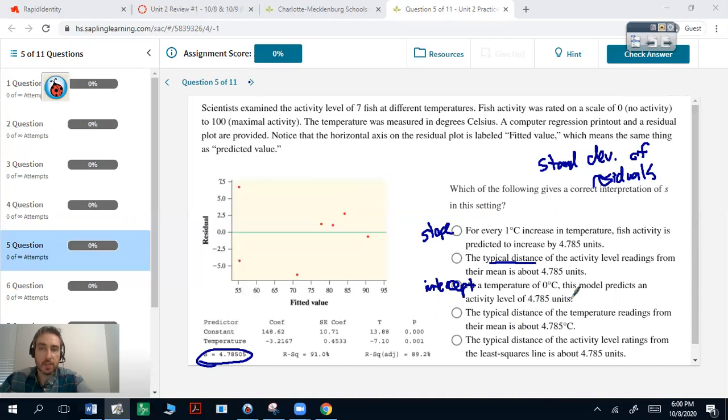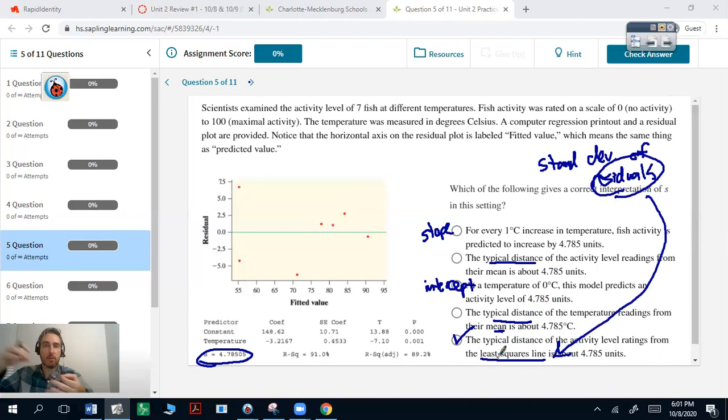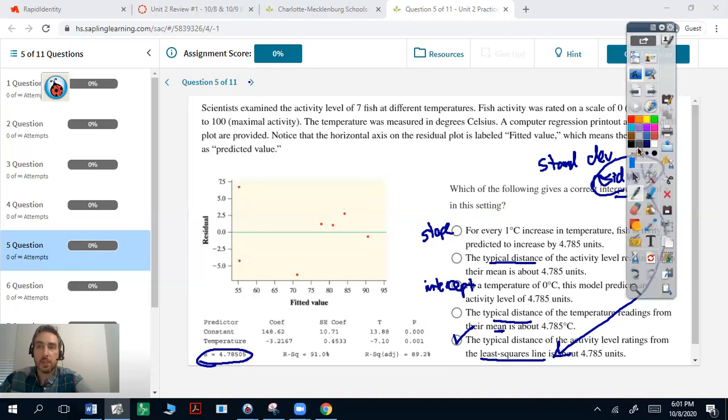The typical distance of the temperature readings from their mean is about 4.785 degrees Celsius. Well, that's kind of the same thing here. You're saying typical distance, but you're talking about mean, so that's not going to work. And then the typical distance of the activity level ratings from the least squares line is 4.785. So residuals are points from the least squares line. So standard deviation of the residuals is talking about how far from that line it is, not the mean, and we're not going to interpret that as slope or intercept. So it's going to be typical distance, least squares line. Number 6.